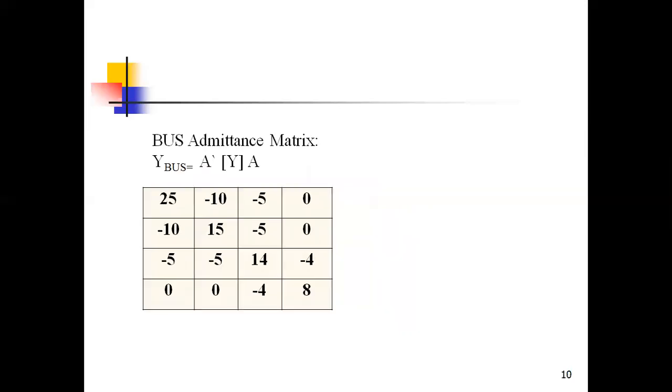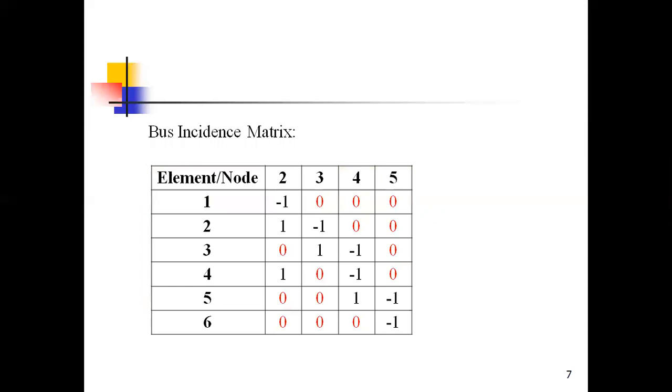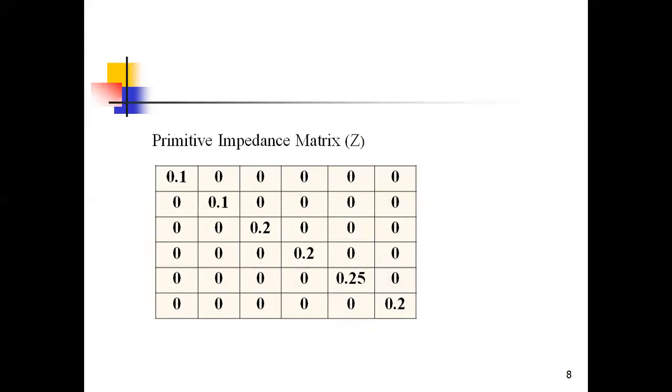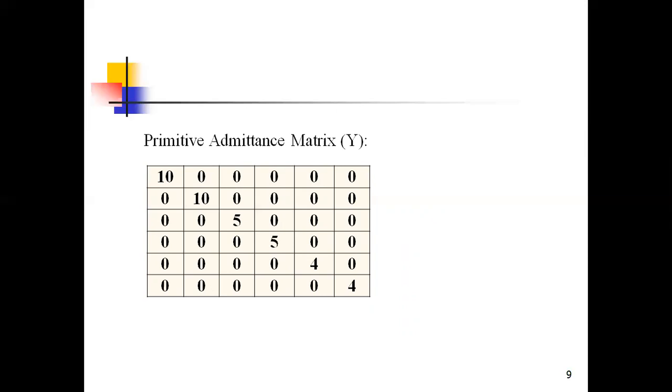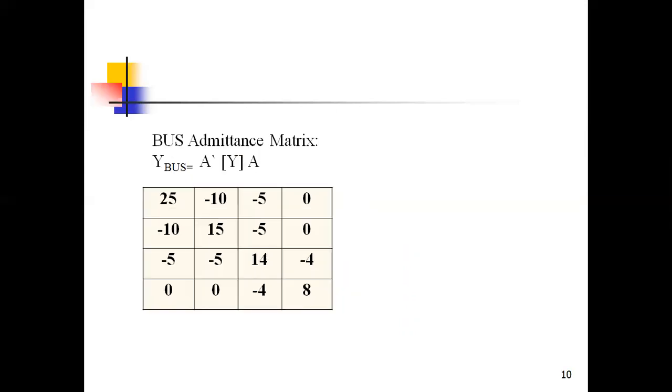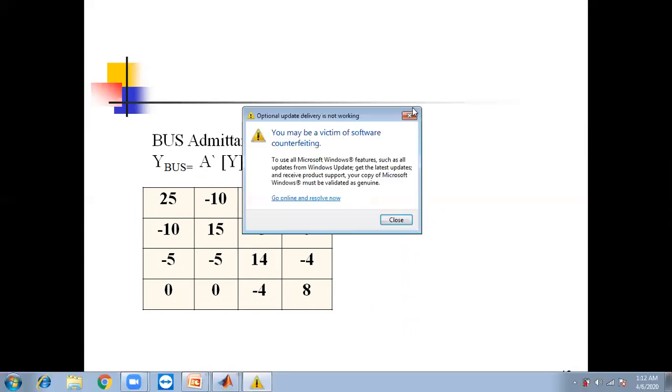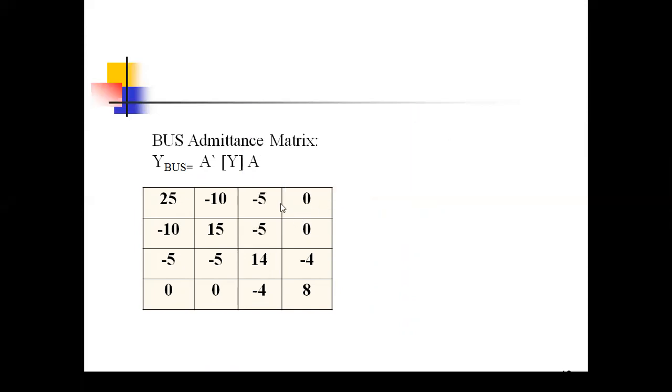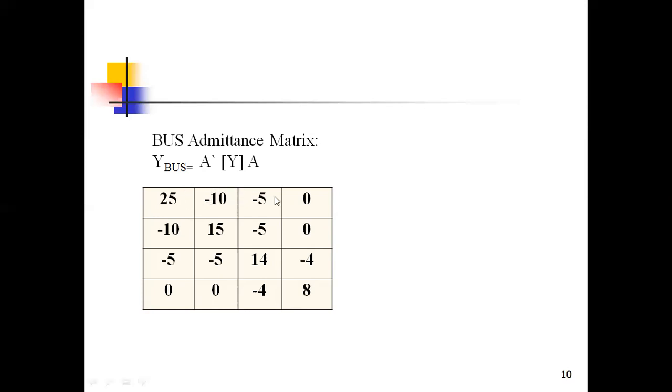Next, the bus admittance matrix. Y bus equals A transpose Y into A. So we have the A matrix, take the transpose of this, then you have the Y matrix and the A matrix. It is a simple multiplication. So you will get this result manually. Now we will see how we get the answer with the help of MATLAB code.